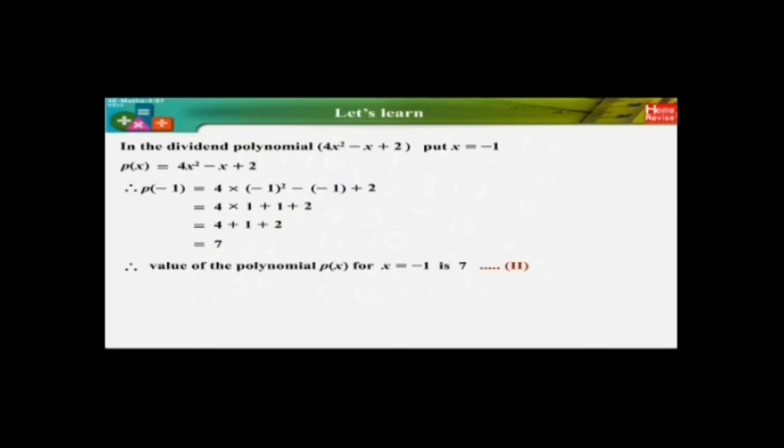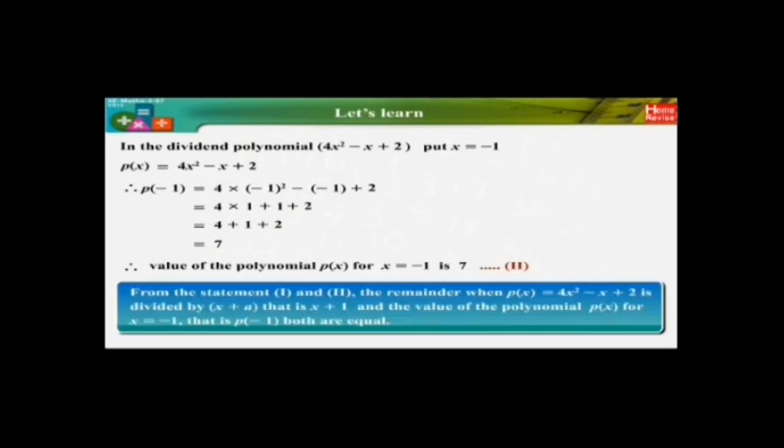In the dividend polynomial 4x square minus x plus 2, put x is equal to minus 1. So P of x is equal to 4x square minus x plus 2. Therefore P of minus 1 is equal to 4 multiply minus 1 square minus of minus 1 plus 2, which is equal to 4 multiply 1 plus 1 plus 2, which is equal to 4 plus 1 plus 2, which is equal to 7. Therefore the value of polynomial P of x for x is equal to minus 1 is 7. Mark it as equation 2.